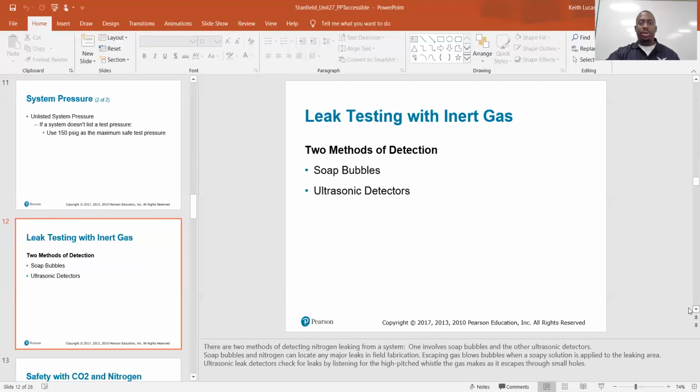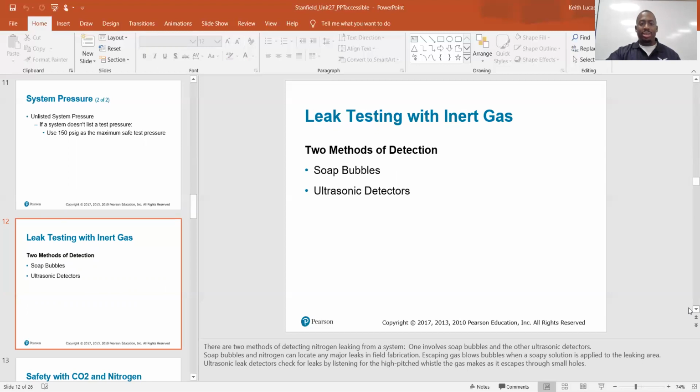Leak testing with inert gas. Two methods of detection: soap bubbles and ultrasonic detectors. The soap bubble, that's the one you're going to use all the time. Everything else you use to get into the general area, then you pull out the soap bubble to really pinpoint the actual leak itself.